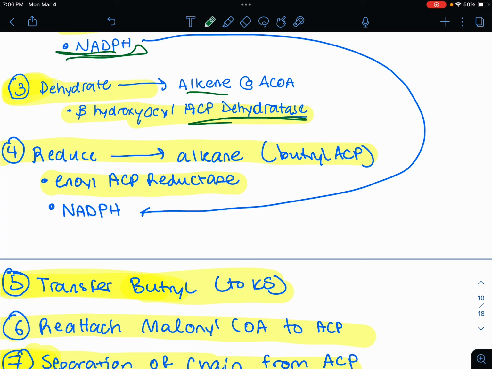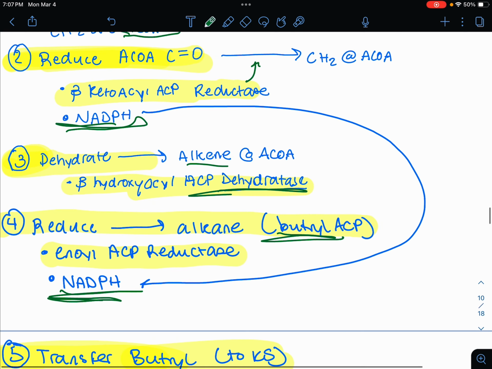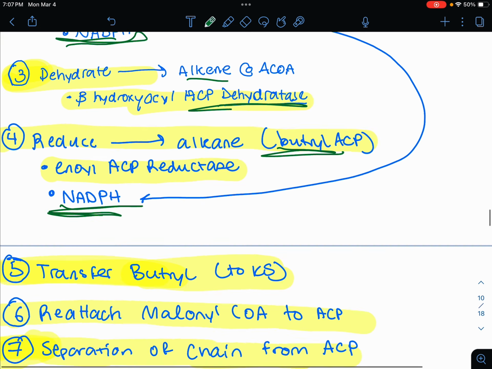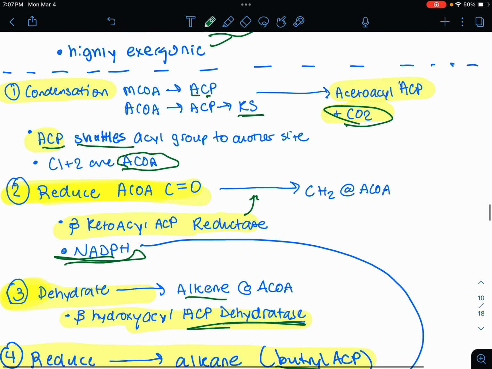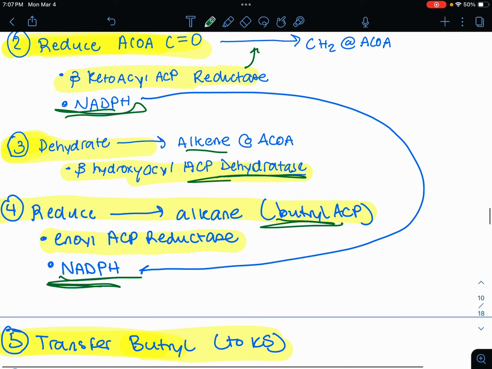Number 4 is another reduction. We're going to be using enoyl ACP reductase, and this alkene will become an alkane, also known as butyryl ACP. We also need NADPH at this step. So step 2 and step 4 require NADPH. So basically, condensation, reduction, dehydration, reduction.